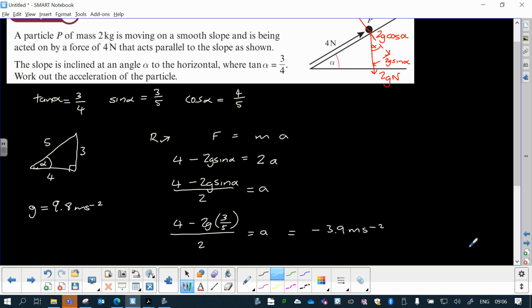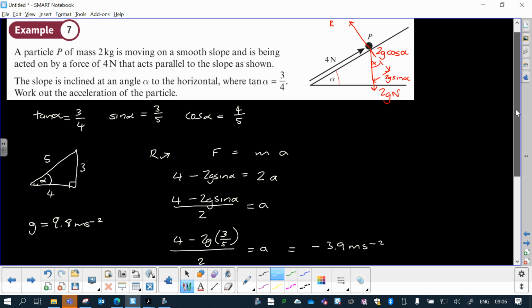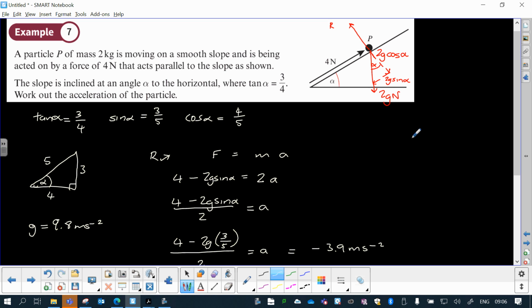Now, what does that mean for this particle? What's happening to it? It's accelerating down the plane, okay? I said that up the plane was positive, all right? But actually, because our acceleration came out negative, that just means that this particle is not moving up the plane. It's moving down the plane. Okay?